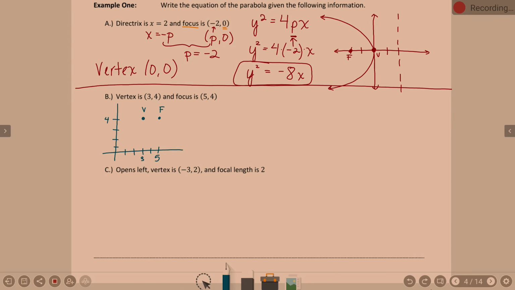I have a focus at 5, 4. And again, I just put an F for focus, just so I know, otherwise it just looks like two random dots. Based on just that information, which way does this parabola open?